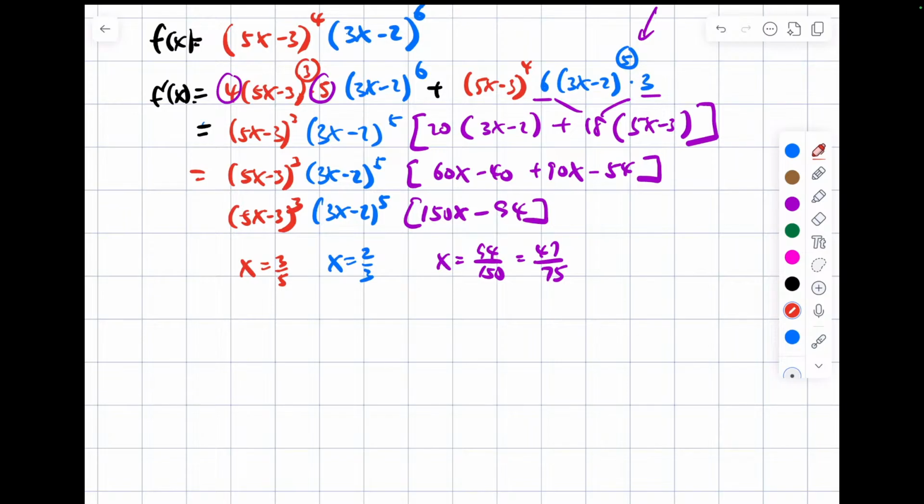Can you explain why the 20 goes in front of 3x minus 2 and the 18 goes in front of 5x minus 3? Yeah, because 4 times 5 is 20, and you have 3x minus 2 left when you factor out 5x minus 3 to the third power, which is everything here. Then you have one more thing left because you only factor out to the fifth power. So you have 3x minus 2 to the first power, because 6 minus 5 is 1, and you have 4 times 5 is 20.